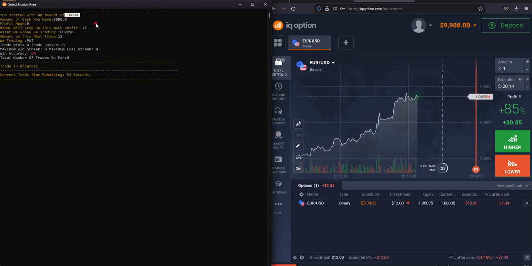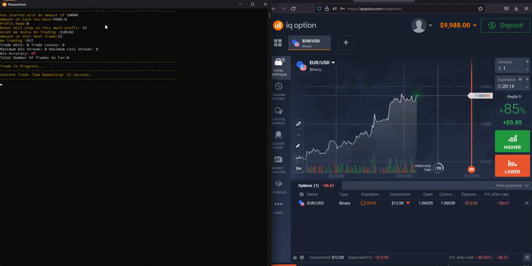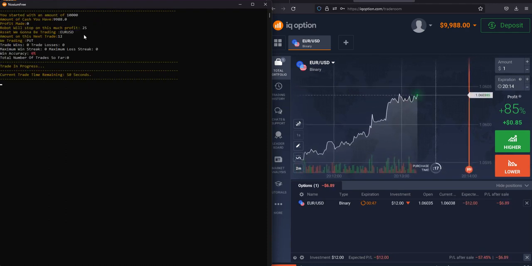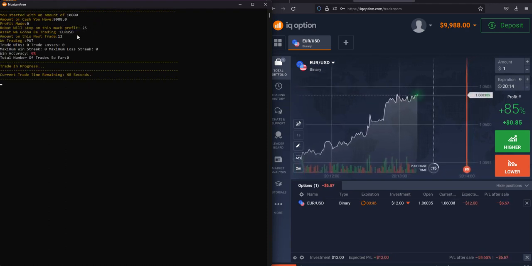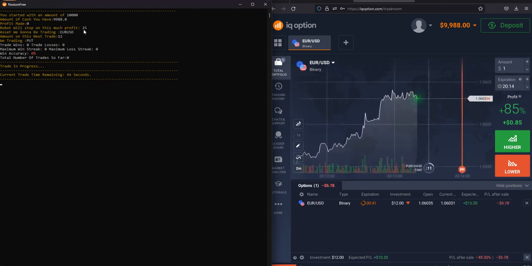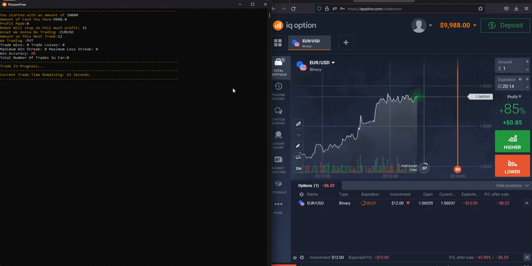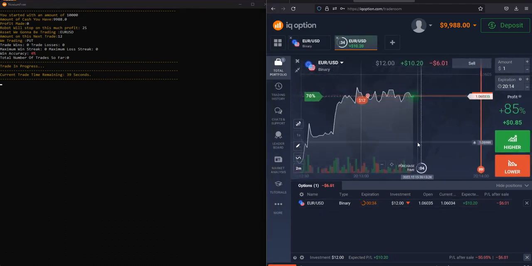We started off with 10,000. We now have 9988 according to the profit with 0. We're making $25 profits. We're trading Euro USD. We're making $12 profits on a profit of 25 in stock. We're trading put now. 41 seconds, and there's our trade right now.